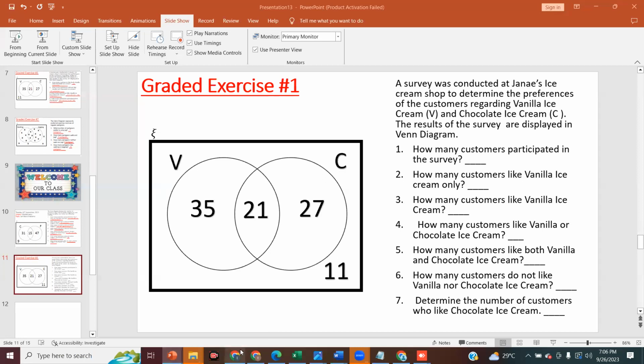Once you are finished with this, you all know what to do. Take a picture of your work and your notes. So not only this, take a picture of your work and your notes and send it to me via WhatsApp.